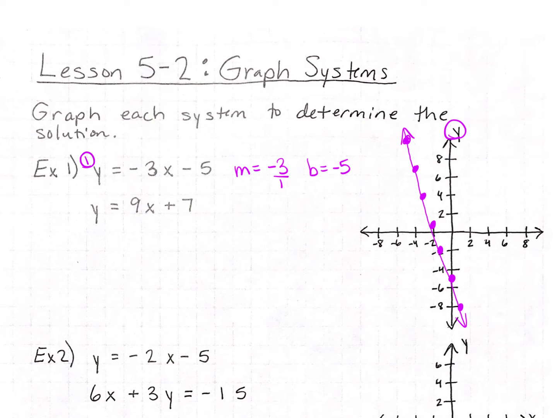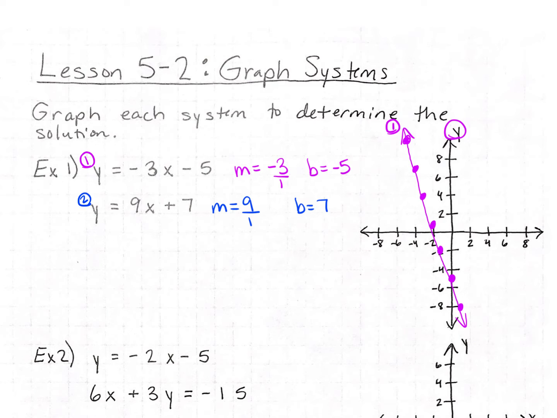So we've graphed one equation. Now I want to graph the other equation. I'm going to call it equation 2, and I'll label the other one equation 1 on my coordinate plane. On this equation, the slope m is 9, which we could write as 9 over 1, and the y-intercept b is 7.